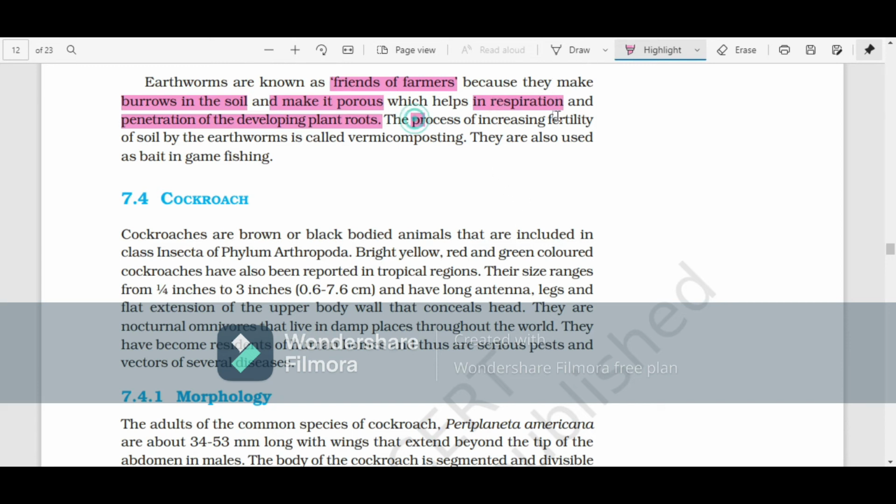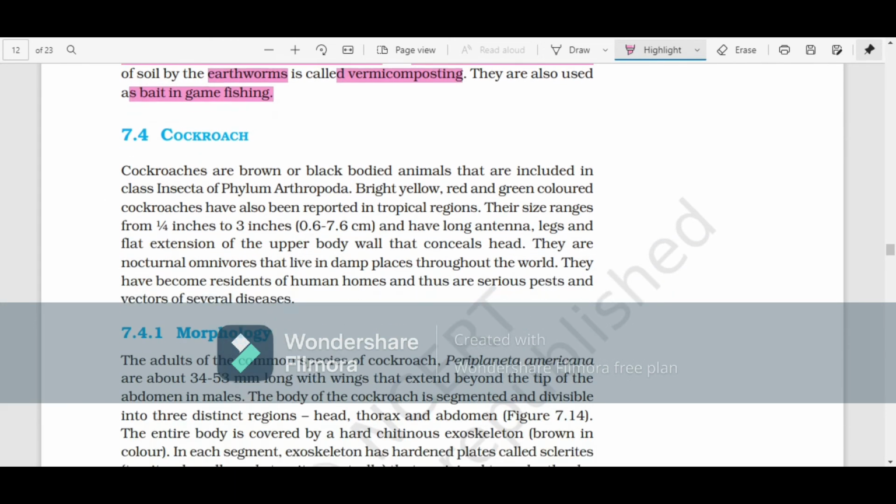So the process of increasing the fertility of the soil by the earthworms is called vermicomposting. They're also used as bait in game fishing. That's it. That's all about our earthworms.